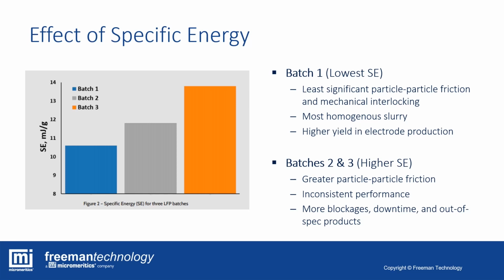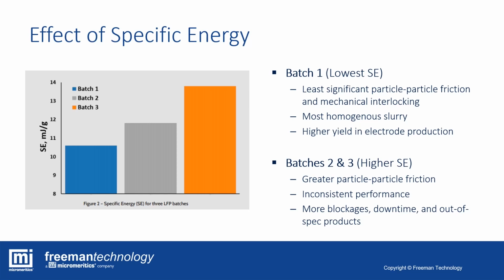In this example, we see that batch 1 yielded a much lower specific energy compared to the other samples, meaning that it has less significant interparticle friction. This corresponds with a more homogeneous slurry and higher yield in electrode production compared to batches 2 and 3.